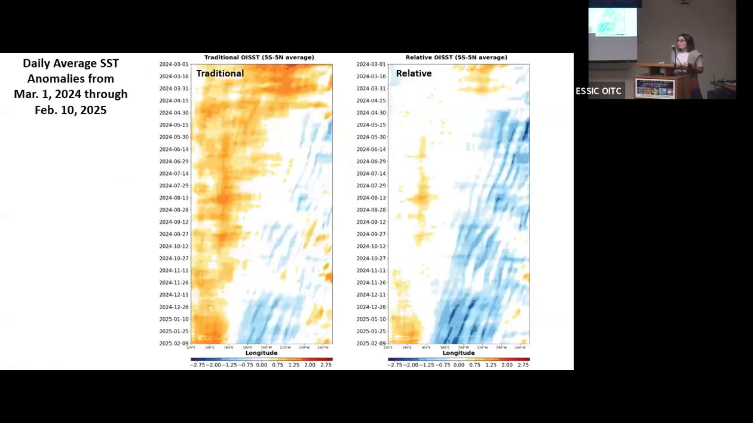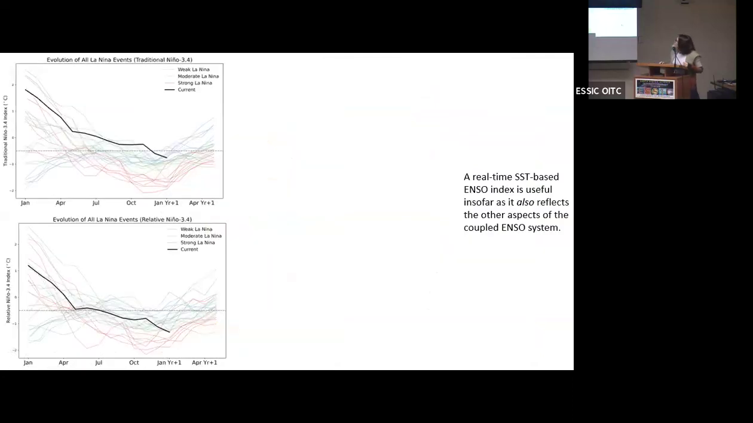This is looking at Hovmollers of daily OISST version 2.1. On the left is the traditional calculation. On the right is the relative calculation. And it's pretty different, right? We see our La Nina emerge toward late in the year in the traditional calculation, but in the relative, it's really astounding. You can see that really nice westward propagation and these tropical instability waves embedded within. It's really kind of cool to look at.